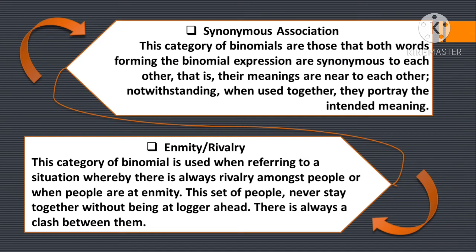The fourth one is enmity or rivalry. This category of binomial is used when referring to a situation whereby there is always rivalry amongst people or when people are at enmity. This set of people never stay together without being at loggerhead. There is always a clash between them.